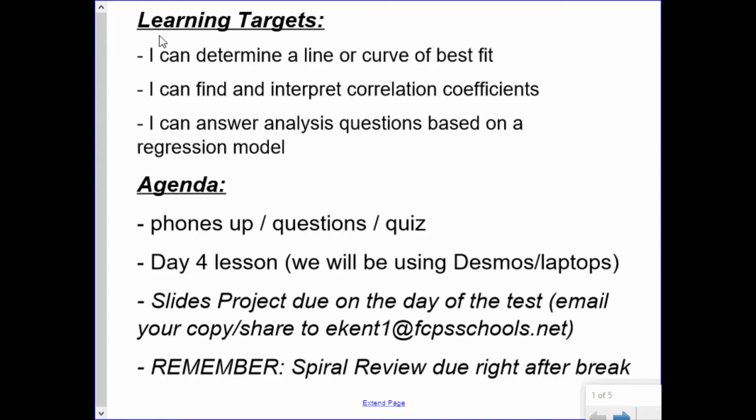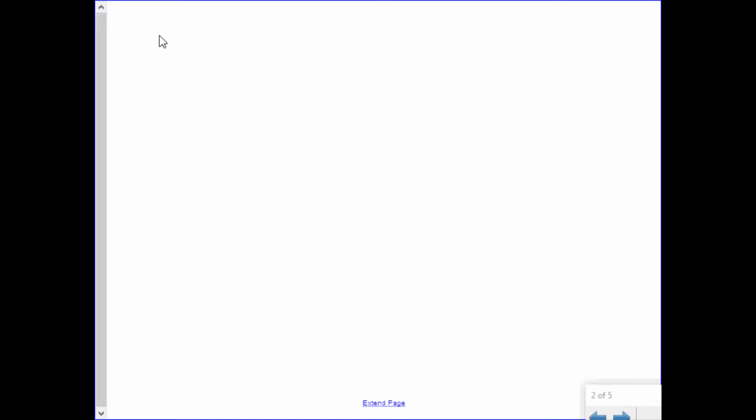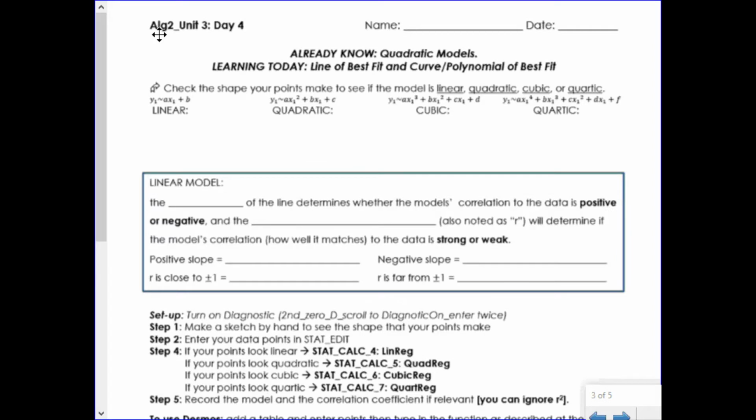It's going to be based off of stuff that we've already talked about before. Do you guys remember the stat edit, stat calc stuff? That's what we're going to be talking about today. Last time we learned stat edit, stat calc, it was only for the parabolas, the quadratic shapes. But for this lesson, we're going to be learning 3 other shapes.